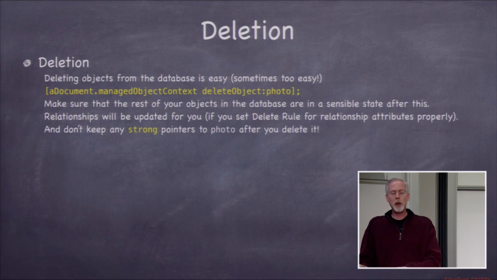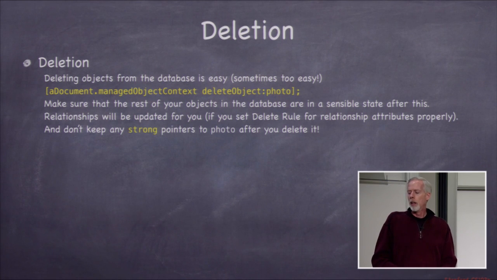After you hit delete object, that thing you deleted, get rid of all your strong pointers to it because it's no good, right? It's been deleted. So if you try to say photo.title equals something on the next line, I don't even know what would happen, something bad. Don't do it. I mean, that's completely obvious, right? But it's something people forget.